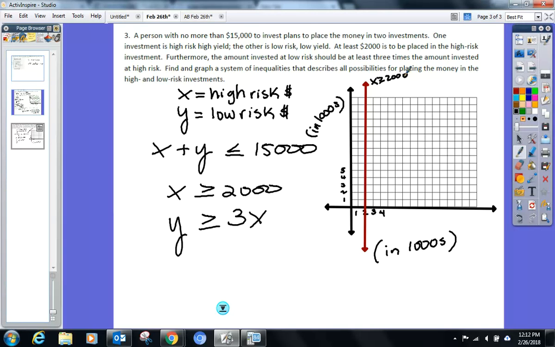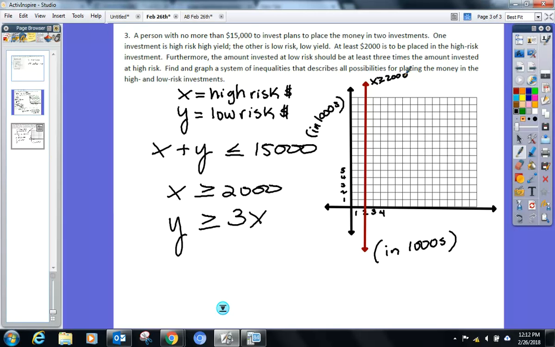Let's just go to x plus y less than or equal to 15,000. Find your x and y-intercept right now. I'll ask somebody in a second. Find your x and y-intercepts. Plug in 0 for x. This one should be a pretty quick one.